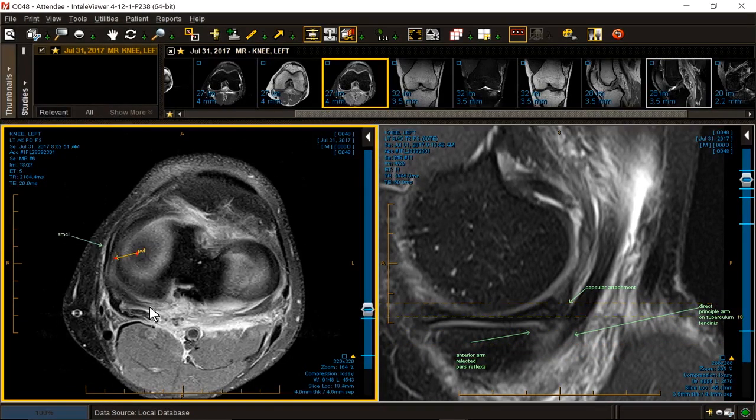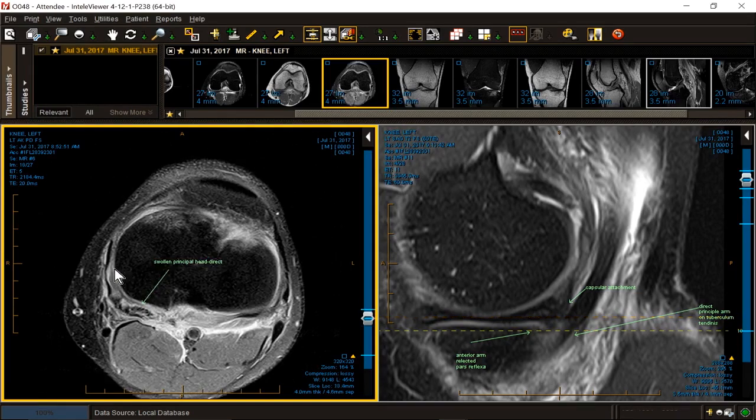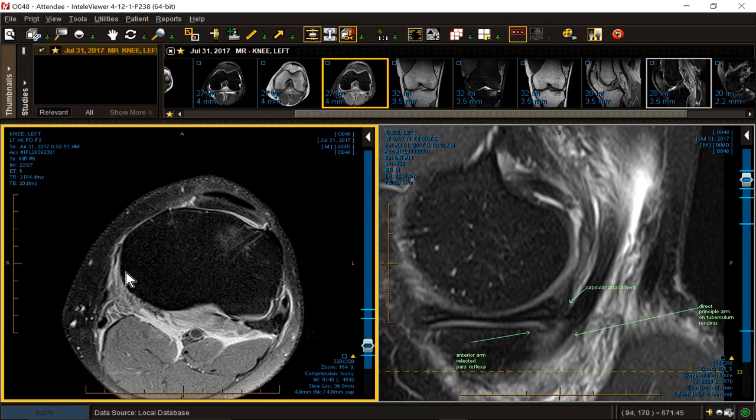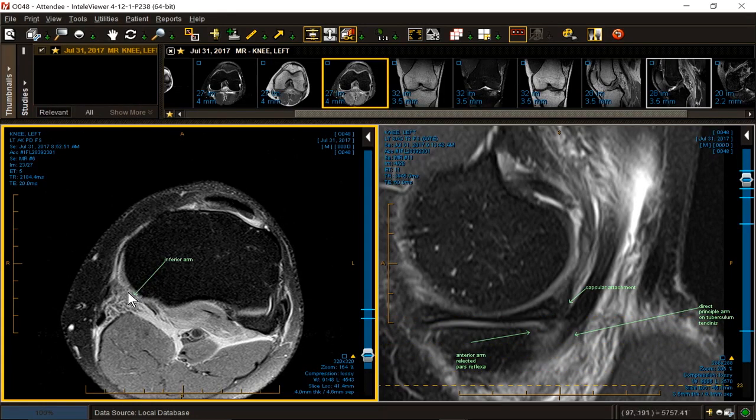Now, as we go down, we see the superficial MCL. Deep to that, traveling with it, is the POL. That little thin linear structure is the POL, the central portion of it. Let's keep going down a little further. And here you see the inferior arm of the semimembranosus right here.